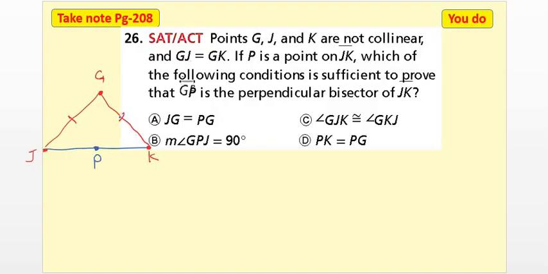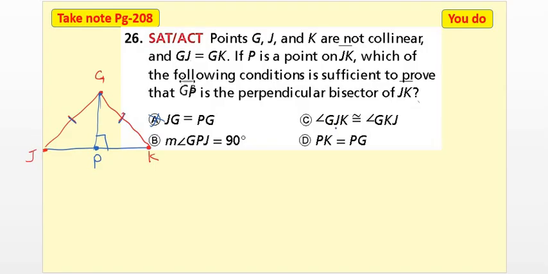So if this point P is lying on JK, they are asking which of the following conditions is sufficient to prove that GP, like this GP, is the perpendicular bisector of JK. Now because these two are equal, the line joining GP should make a right angle at this point P, according to the theorem. Now which one is showing this? Let's discuss them one by one. JG is equal to PG. Where is PG? This one, PG. We don't have this information.